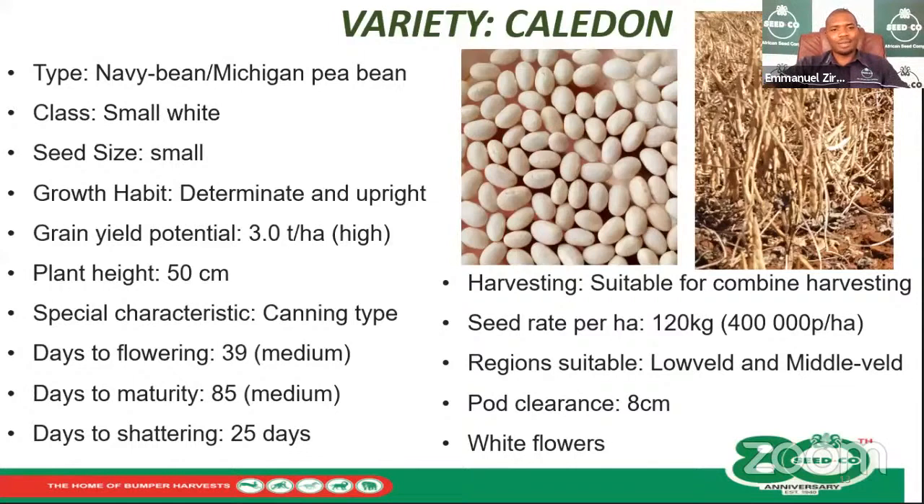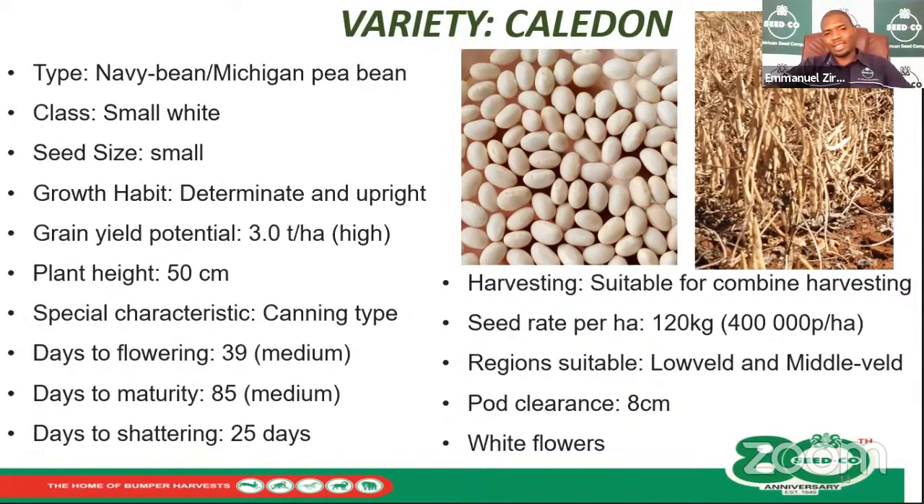Most of our varieties are now determinate and upright, which makes them easy to combine. Its grain yield potential is 3 tons per hectare. It's one of the highest yielding varieties that we have in our dry bean basket. It can reach a plant height of 50 centimeters, and it's very, very suitable for canning. And many canning companies are looking for these particular varieties.